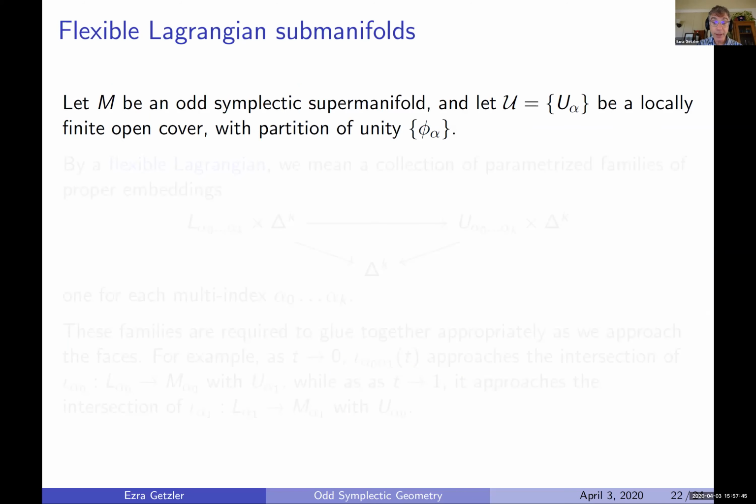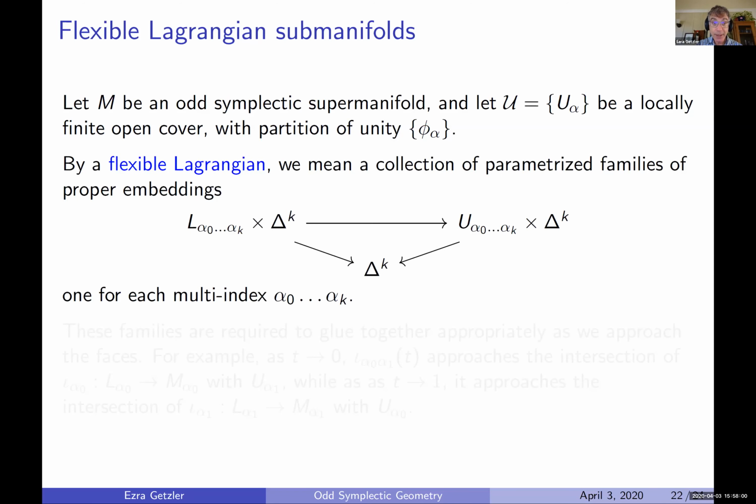And so this is going to be a bit heavy, but now let me just run over the definition of what a flexible Lagrangian is. I'm going to assume I have some locally finite open cover and a partition of unity. So by a flexible Lagrangian, I'm going to mean a whole collection of parameterized families of Lagrangians lying inside the open sets of the Czech nerve of the cover.